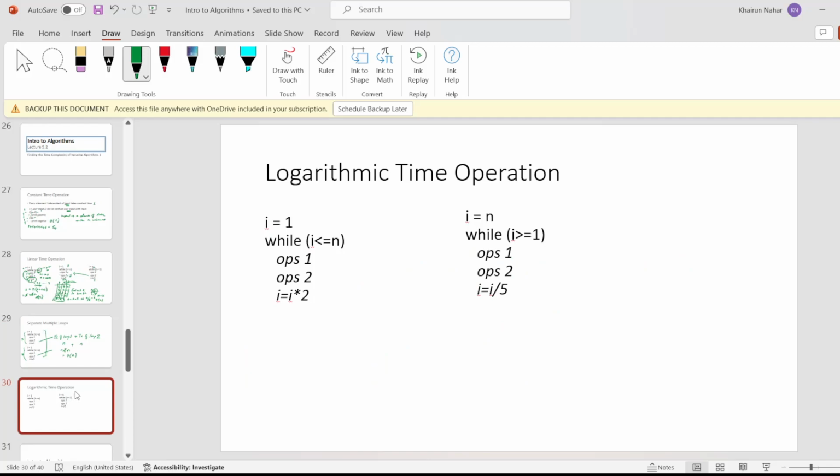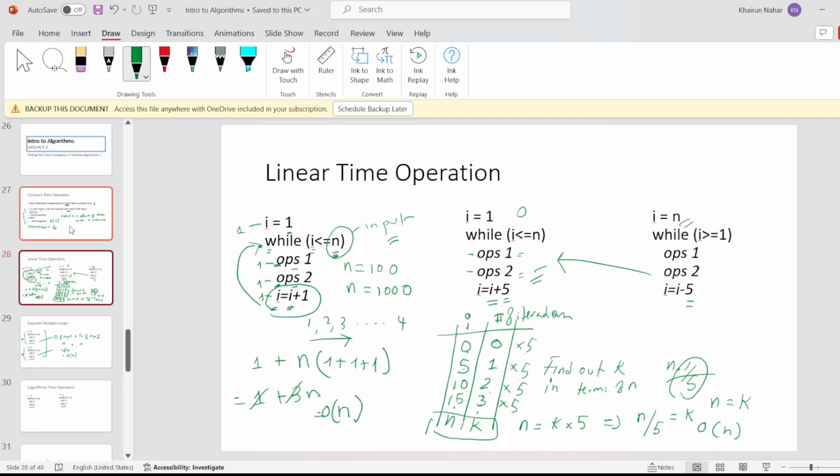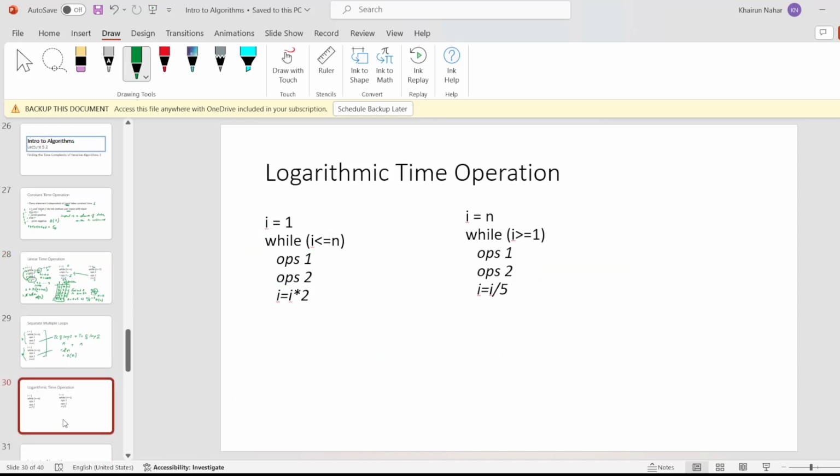Now we have logarithmic time operation. The code so far we saw all had linear time complexity. Now we are going to look at some codes which take logarithmic time. So let's see how to solve these pieces of code. So over here, I starts from 1 and the loop runs till n, and we have some operations inside the loop. And over here, I is increasing times of 2, okay?